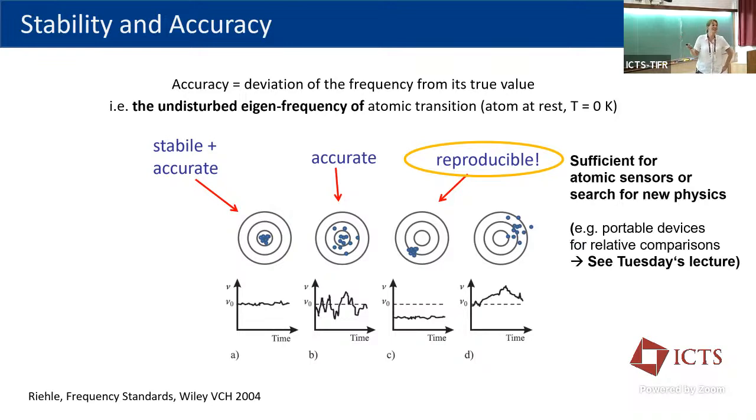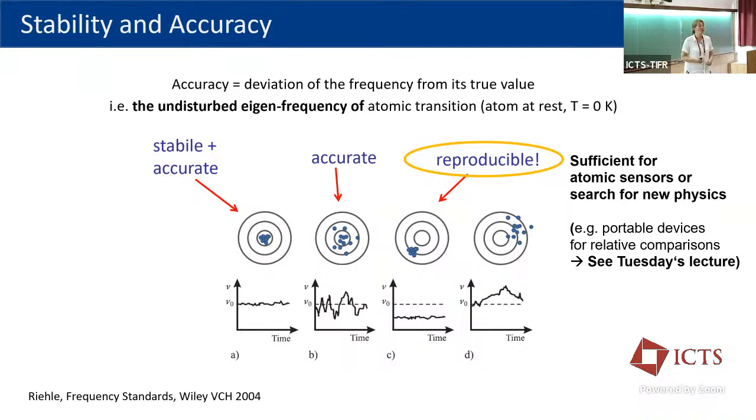That will be actually Tuesday's lecture, where we talk about the search for new physics and the application as atomic sensors. Because if I use such a clock and I want to measure something, for instance, relativistic geodesy, I want to use clocks to measure height differences on a mountain, on a valley. I always do relative measurements from A to B, from B to C. And if I know that my offset is constant, I don't care because I'm only doing relative measurements. So it's a very good quantum sensor.